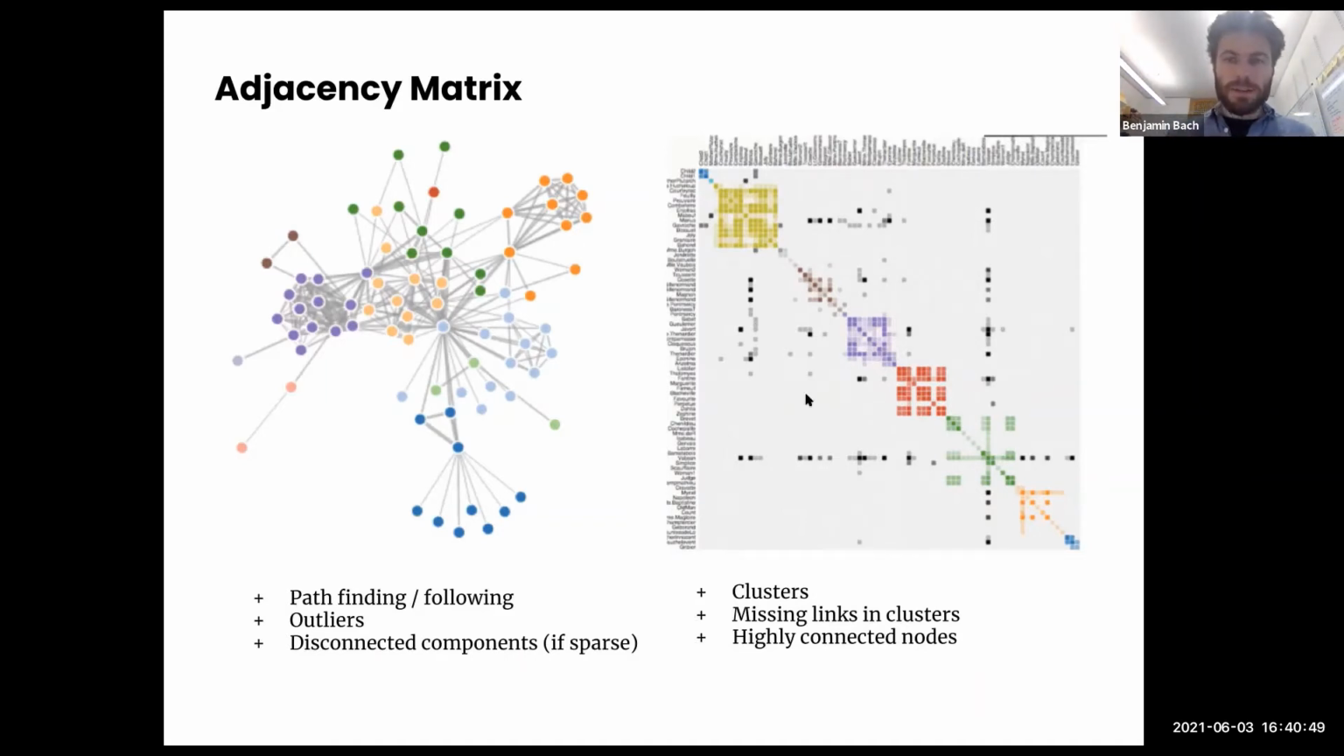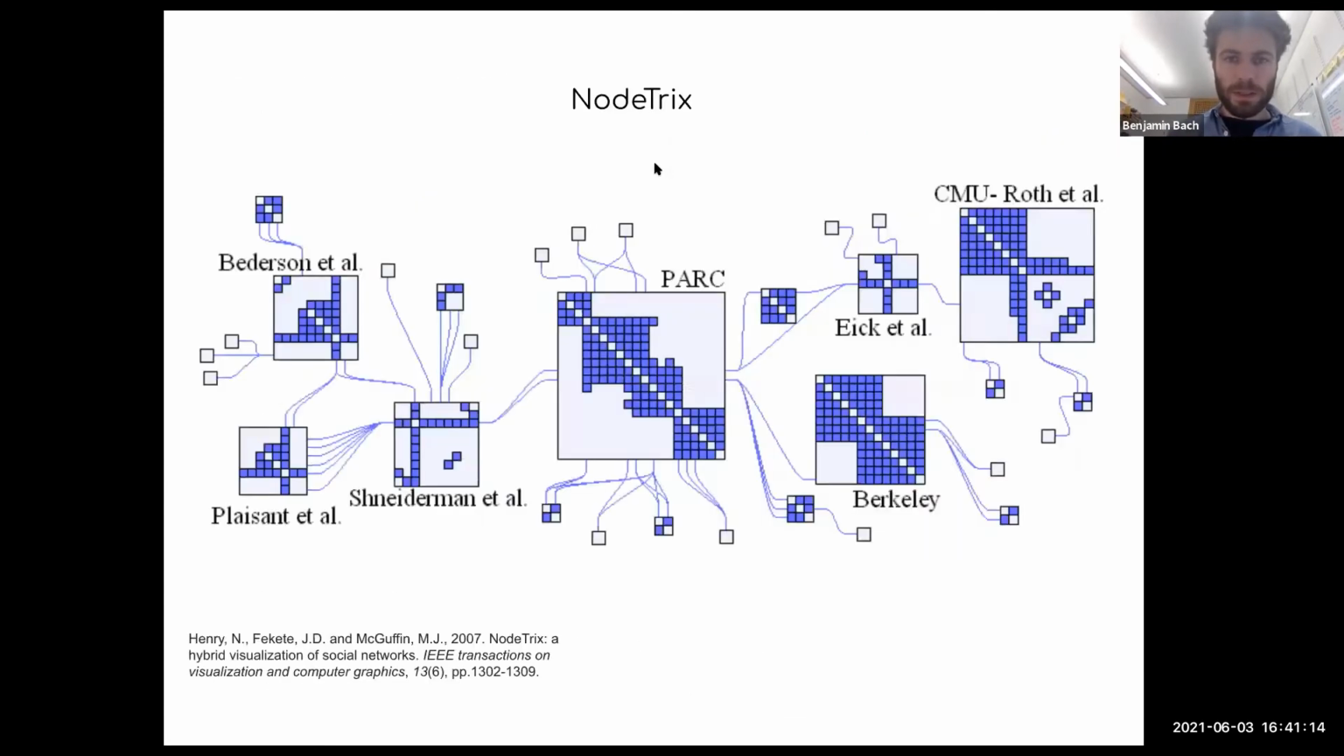So the lesson here is that matrices are really powerful for specific tasks, especially for dense networks, but they're still complementary to node-link diagrams. And this was one of the main motivations for us to try to develop the Vistorian, because we wanted to bring these matrices, make them usable, and those two at the same time. I'll show that to you as well.